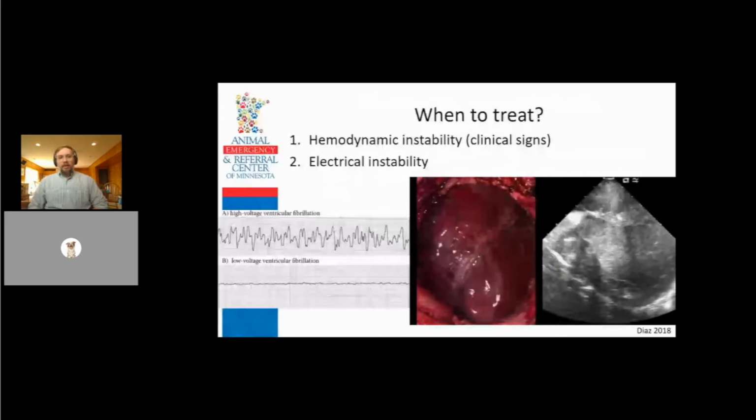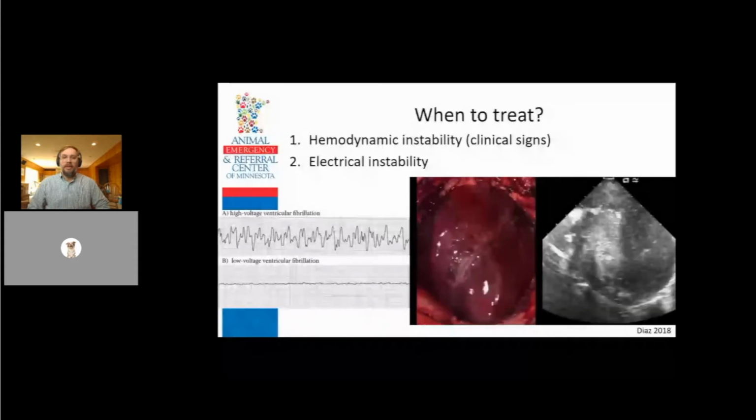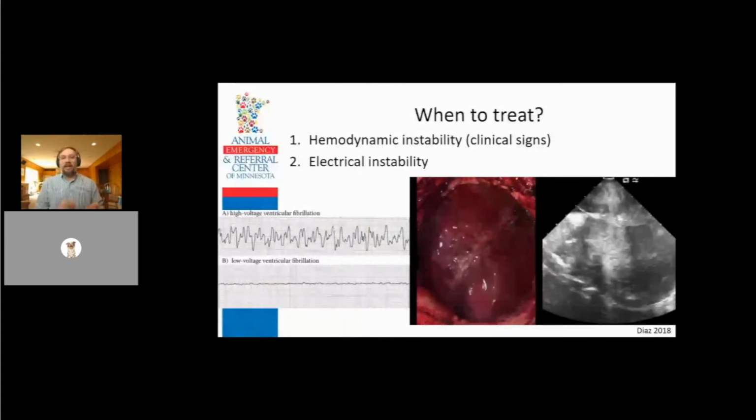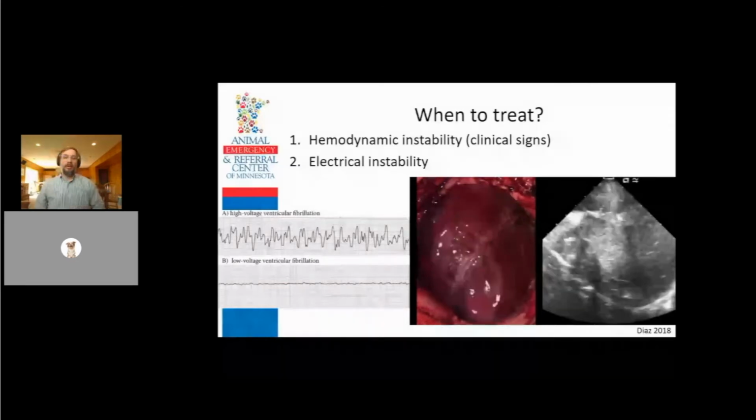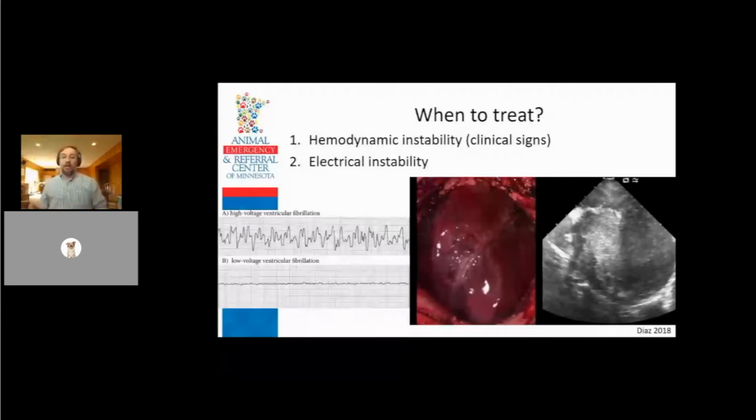So the question that we're going to be asking ourselves throughout this talk is, when do I treat? To me, there are really two indications. One is hemodynamic instability. Is it causing oxygen delivery issues, and are we seeing clinical signs of weakness, lethargy, collapsing, passing out? Or is it causing electrical instability? This animal may be asymptomatic, but if there's an arrhythmia that I worry could be more likely to cause a severe arrhythmia like ventricular fibrillation, then I may still treat it even if the animal is completely asymptomatic.